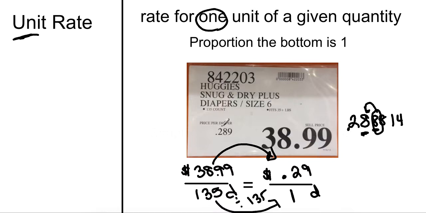This is an ad from Costco, and you will see they have 0.289, or if I rounded this, the 9 would make that 8 go to a 9. 29 cents a diaper I'm spending. Costco, Sam's Club, always has price per right here. It always shows a unit rate, so you know how much you are paying for one of everything.